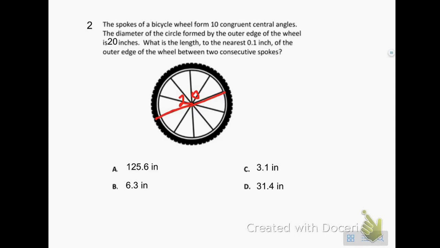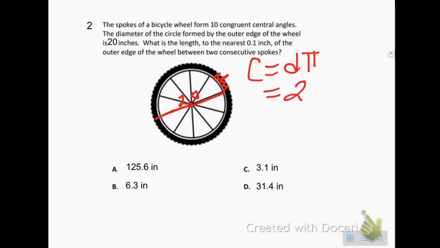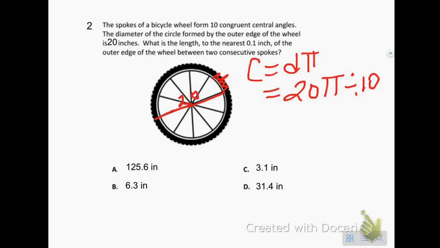And if we want to find the length between the outer edge of two consecutive spokes, we go to our formula sheet, and we need to find the distance around the circle. So that would be circumference, C equals D times pi, which would be C equals 20 pi. And since we want to find the length of just part of that circle, and the circle is divided into 10 congruent central angles, we would divide by 10. So that's going to give us 6.3 inches.